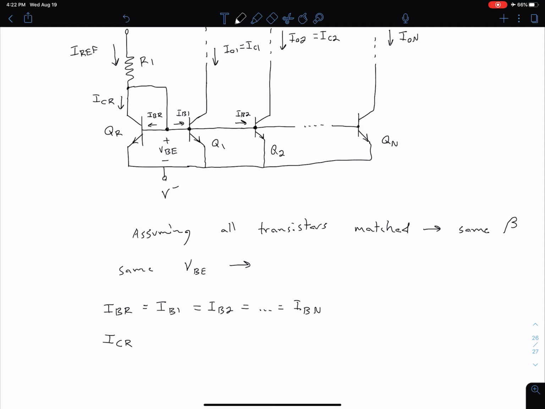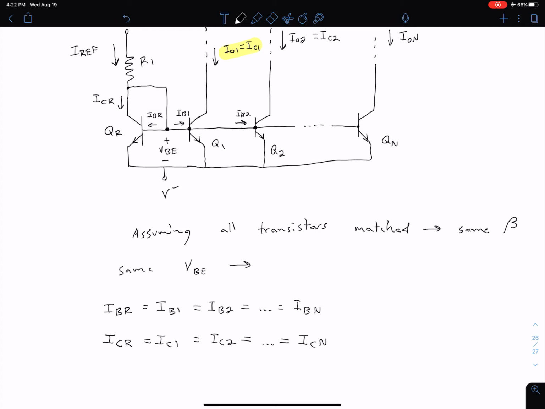Now, if the beta is the same, we also have that our collector currents are all the same. So I in our reference transistor, Q sub R, is equal to the collector current in transistor 1, which note is also our output current. That's the same as our collector current in Q2, all the way up to our collector current in transistor N.